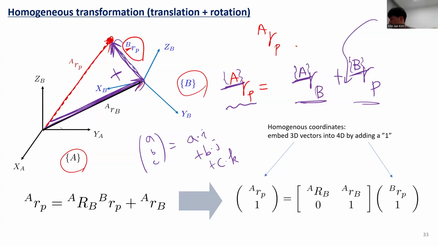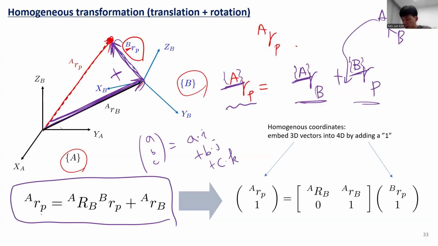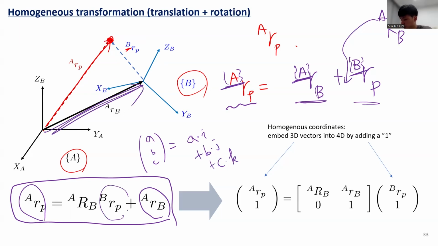So here you have to change the basis. How to change basis? That's the rotation matrix. Okay, so we have to introduce the rotation matrix. So that's this formula. ARP is simply ARB, this one, again this one, plus BRP, which is this one. However, we have to change the basis using the rotation matrix. Then everything is written in frame A, and then you can add the vectors.